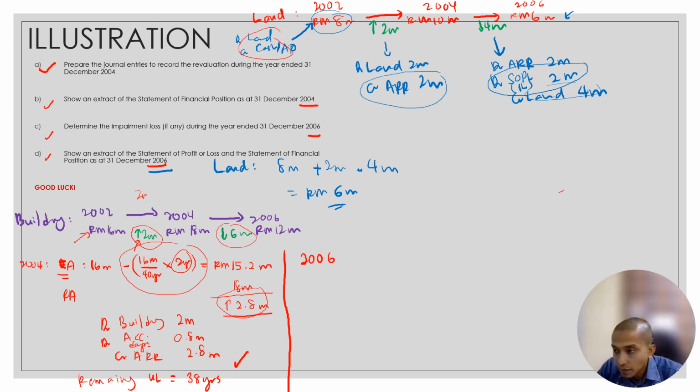Because it is decreased by 6 million, again we compare, we find the carrying amount. How much is the carrying amount? So again we use the new value, 18 million, less accumulated depreciation.